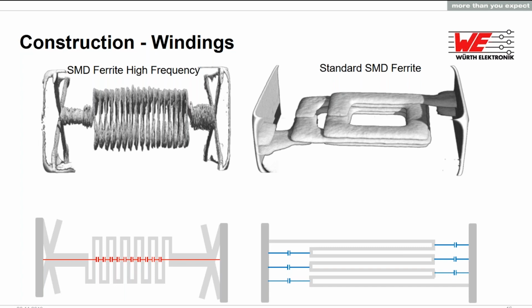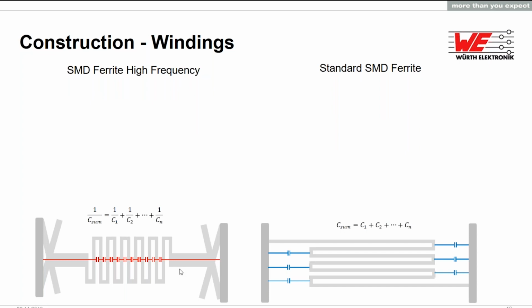But how does the structure relate to the classification of high frequency and standard? As we can see in this diagram here, the parasitic capacitance is within the internal layers from one terminal to the other. This here we call summed up in series. In the standard one, the parasitic capacitances are from terminal to inner layer back to terminal, and so on. And here when we sum it up, they are in parallel.